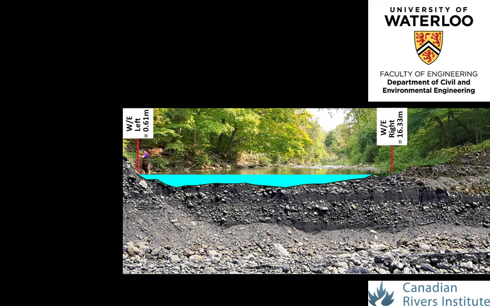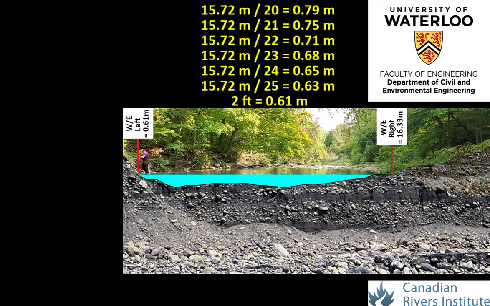The flowing top width of the cross-section, 15.72 meters, was divided up into 20 panels, which yielded a spacing of 0.79 meters. This would have been an inconvenient number to maintain and keep track of over the course of the field measurements. To find a more convenient spacing value, the flowing top width was divided up into 25 panels, which yielded a spacing of 0.63 meters, also an inconvenient value to keep track of during field measurements.